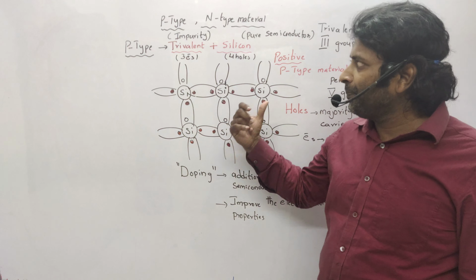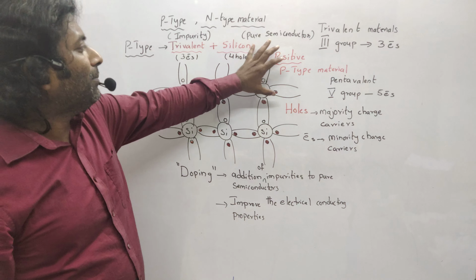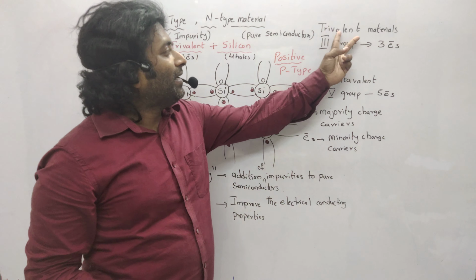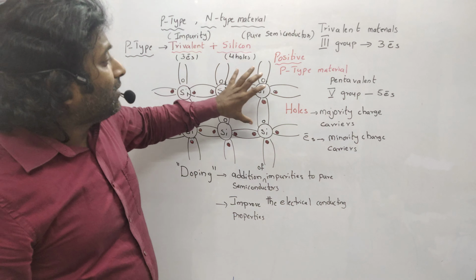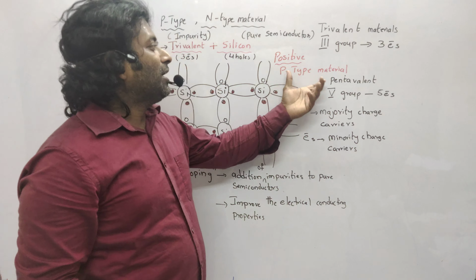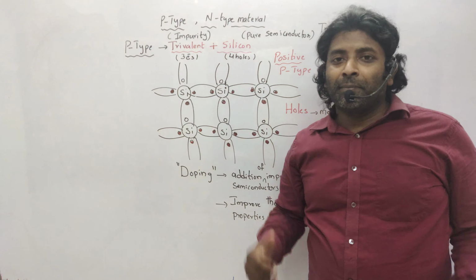I explained very clearly. So p-type materials are formed in this manner. Very important points we can get from this session. Trivalent materials are used to manufacture p-type materials, or positive type materials, or p-type semiconductors. So how to obtain a p-type semiconductor? A trivalent plus silicon will give p-type material. That leads to the creation of p-type material.